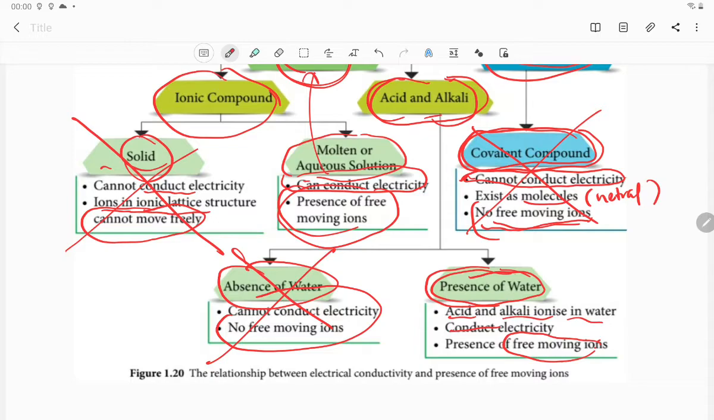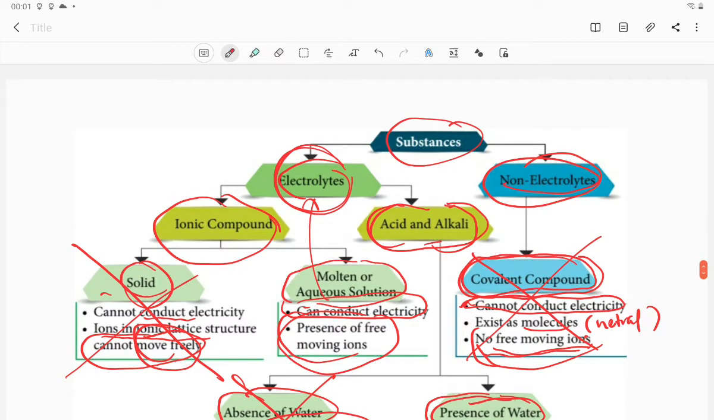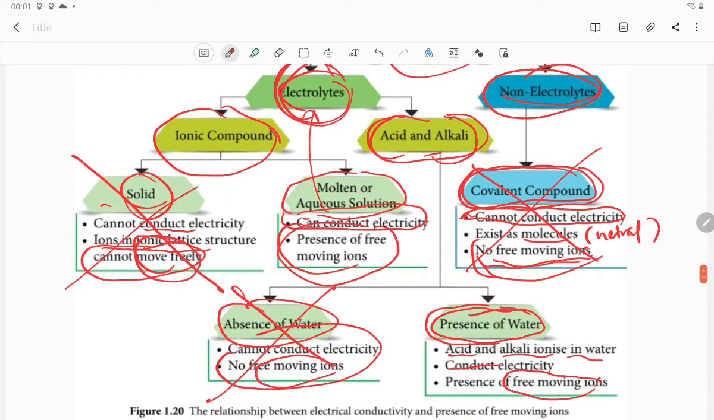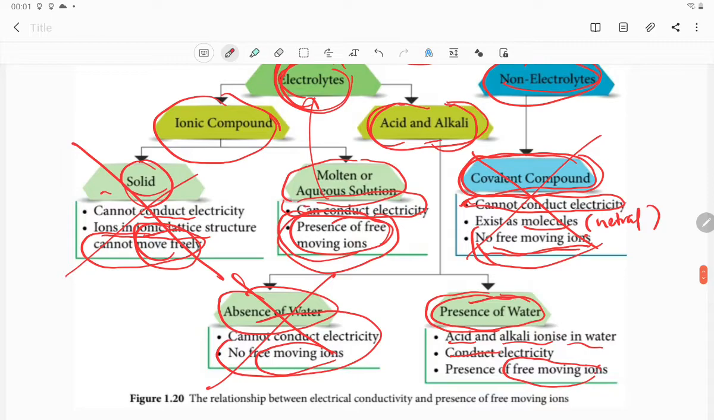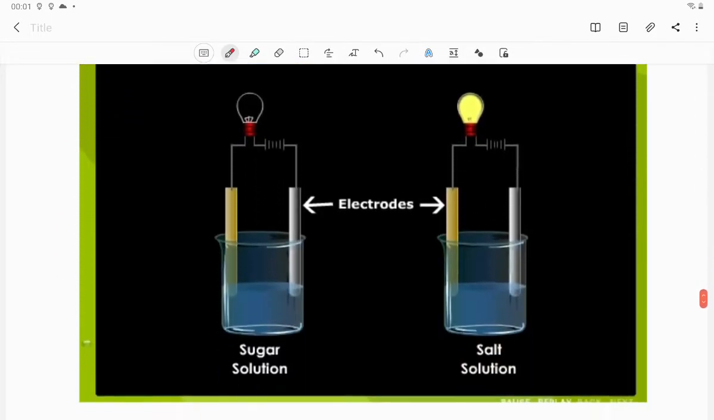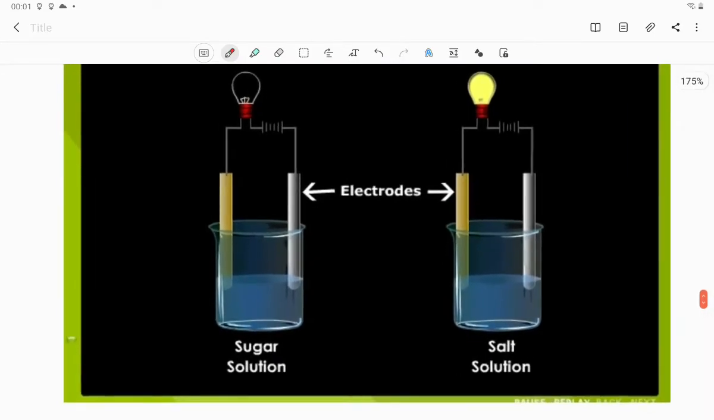Coba kita tengok persamaan untuk non-electrolyte. Ion cannot move freely. No free moving ion. So meaning that for a substance to be able to conduct electricity or to be classified as an electrolyte, it must have free moving ions. I repeat, it must have free moving ions.